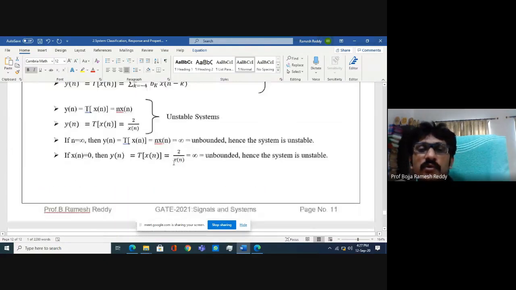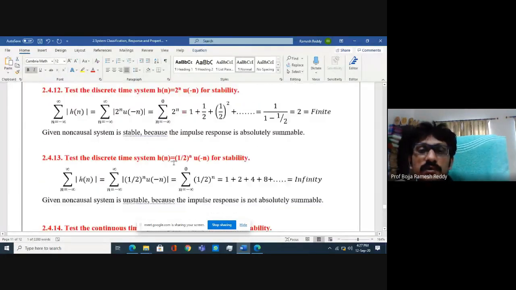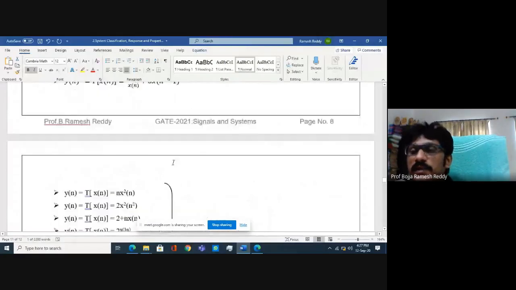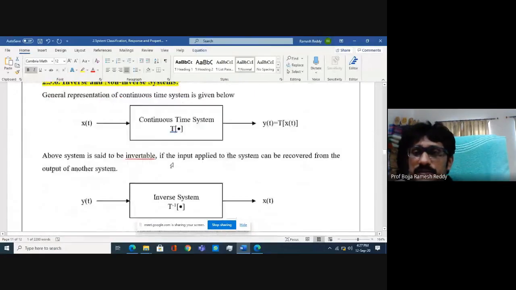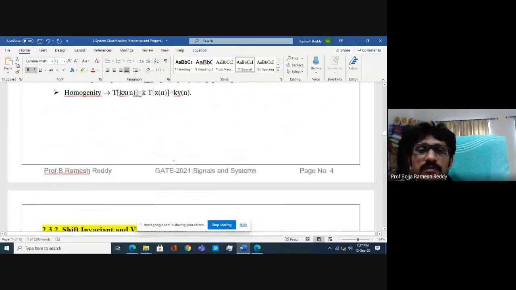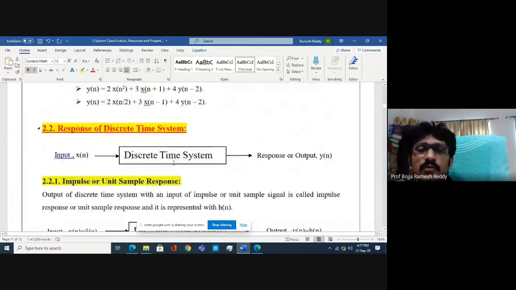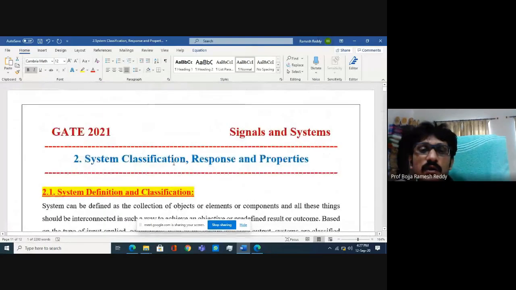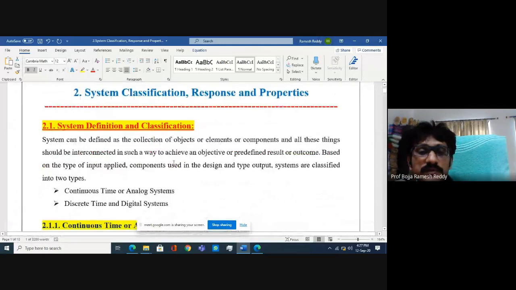Out of 7, we have completed 2 modules, and today's module is completely on systems, system classification, system properties, and how to evaluate impulse response and how to evaluate the response of a system by using convolution operation. We have seen all these things in this topic. That's the end of today's class.